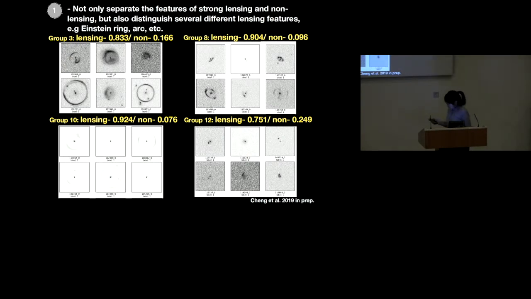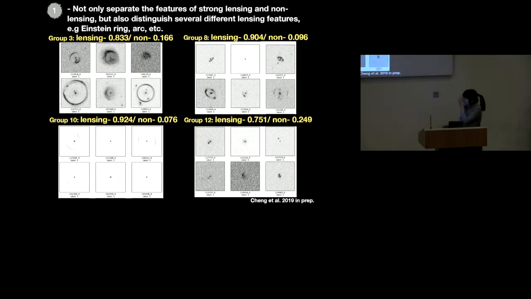So the first advantage of this new technique is that it's purely unsupervised machine learning, and it not only separates the features of lensing and non-lensing, it can also distinguish different types of lensing. For example, this group shows a strong, significant Einstein ring, this one is a fainter Einstein ring, and here it shows an arc structure, and it's like multiple objects.